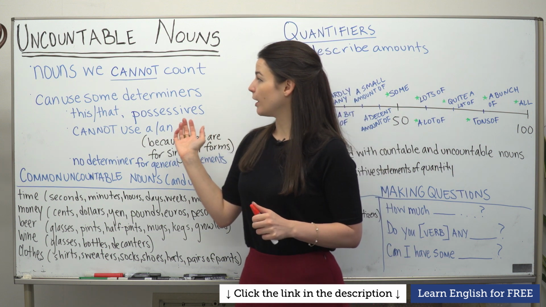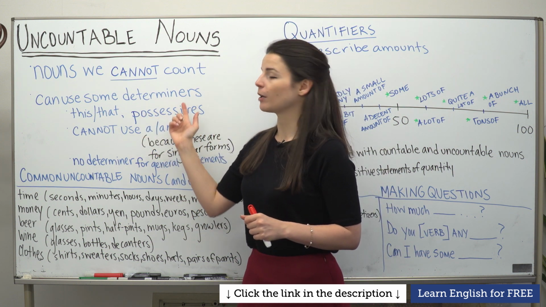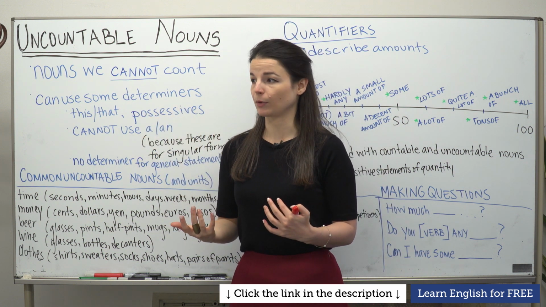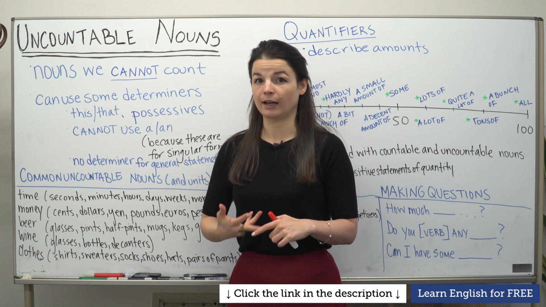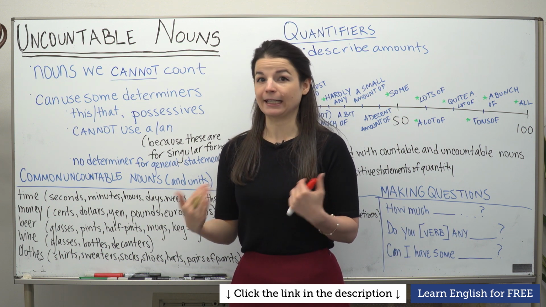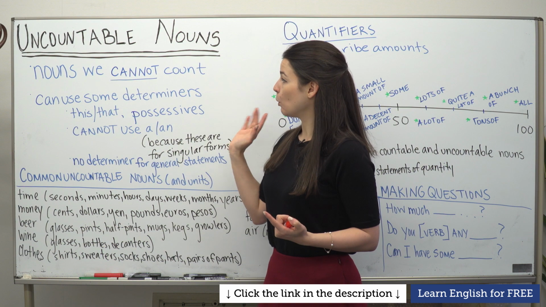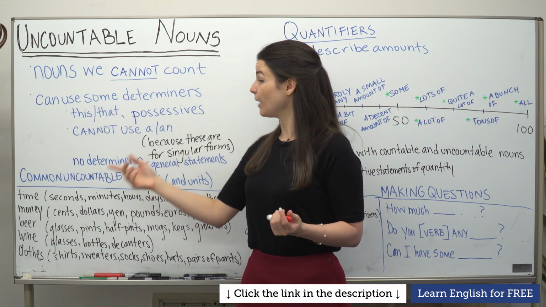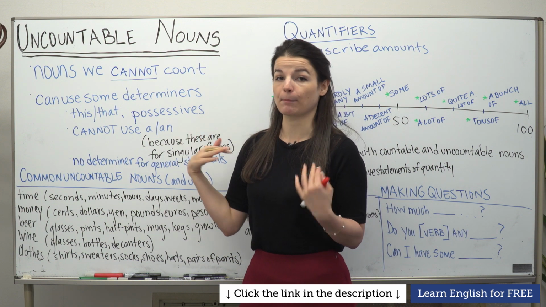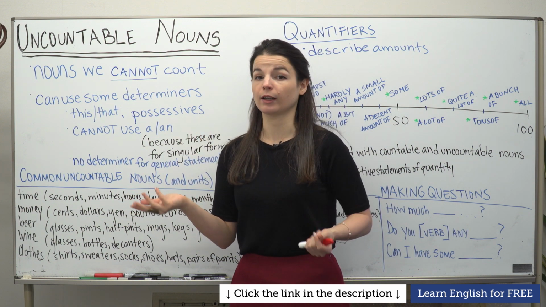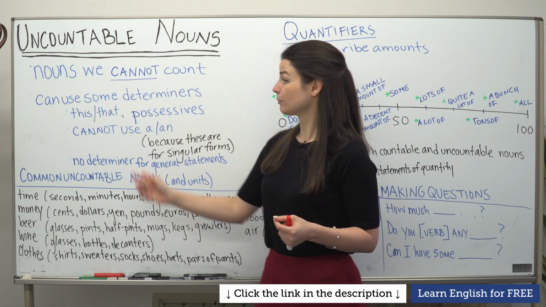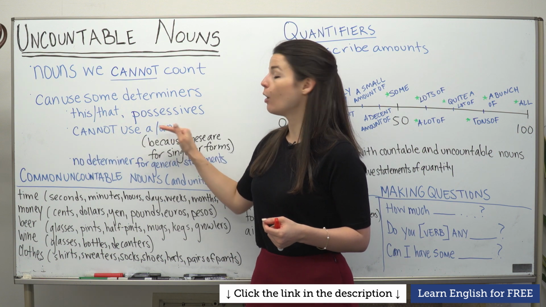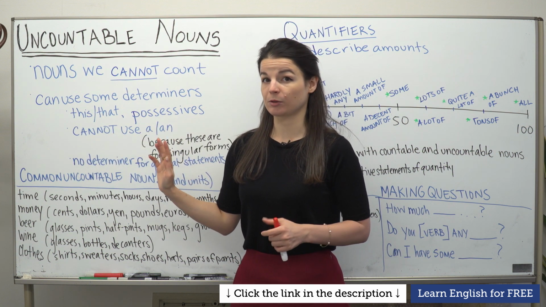With uncountable nouns, we can use some determiners. So determiners are, for example, a or an, or the, this, that, my, his, and so on. With uncountable nouns, we can use, for example, this and that, and we can use possessives like my, his, her, our, and so on. However, we cannot use a or an with uncountable nouns.